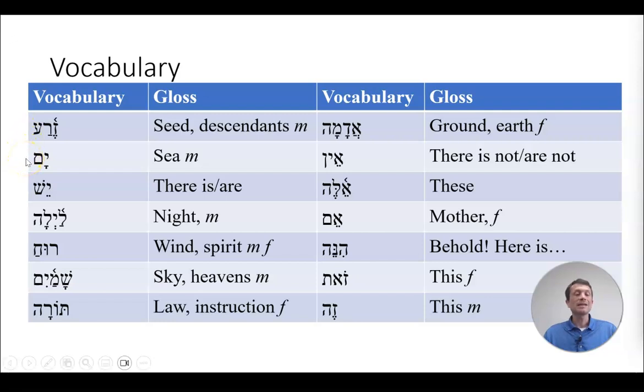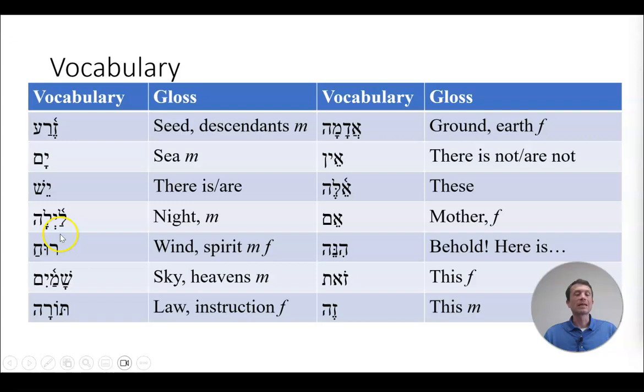Then we have the word sus, horse. Sus is a masculine noun there. Below that is yesh. This is the positive counterpart to the word ein we looked at over here. So this is like the positive particle of existence, you might want to say. It's often translated there is or there are.